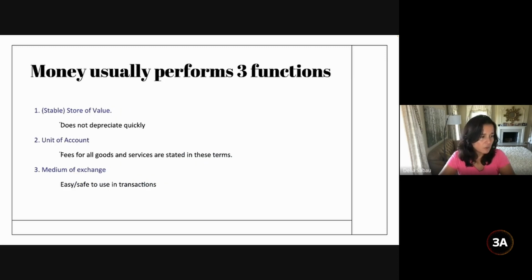Money is usually described as performing 3 different functions, or having 3 attributes. One is a stable store of value, 2 is a unit of account, and 3 is the medium of exchange that is easy and safe to use in transactions.